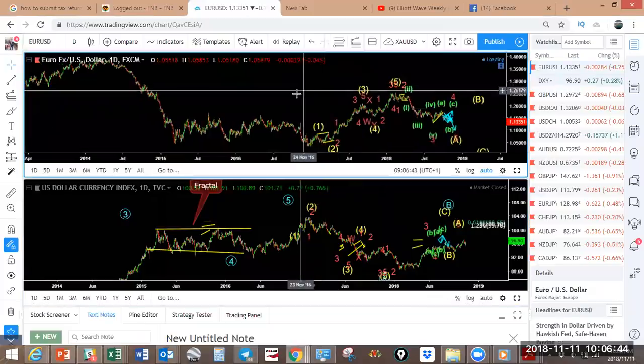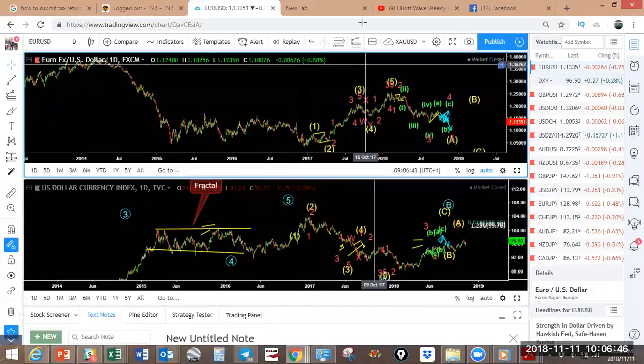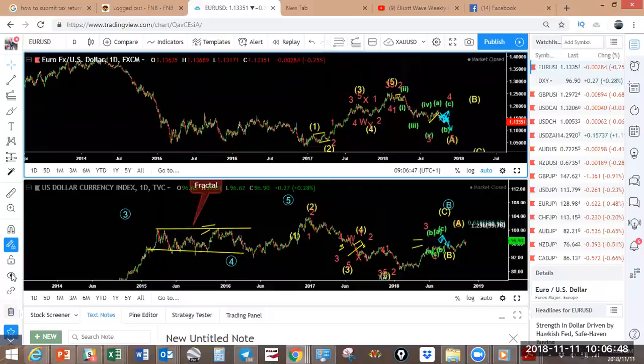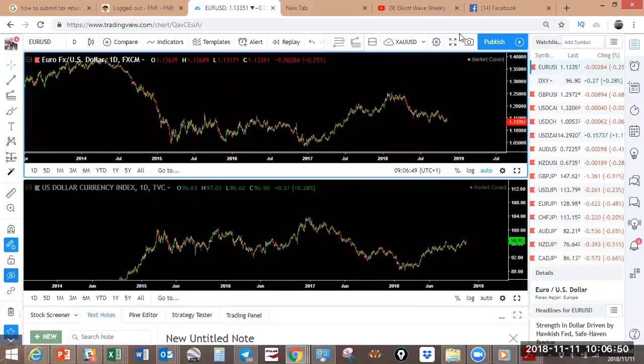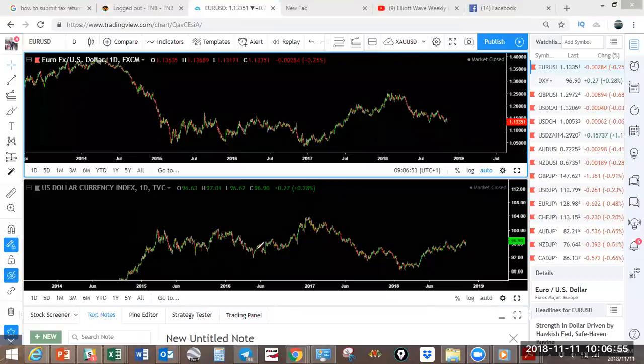Everything is labeled properly, but I just want to do this with annotation tools. I think it's easier to understand and to see the waves using the annotation tool. So this is the daily chart on both Euro US dollar on the top and the DXY at the bottom. As you see here, we had this impulsive move here. It is a 1, a 2, a 3, a 4, a 5. So even here we've got an impulsive move down, coming down here.